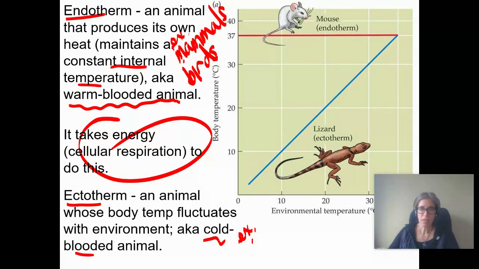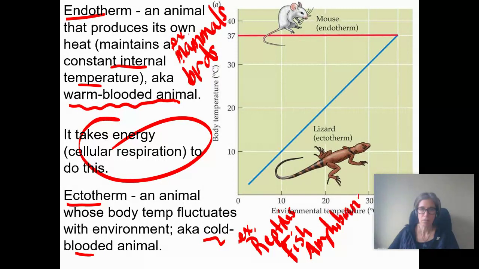Examples of cold-blooded animals would be reptiles, fish, amphibians, bugs. That's not really a term, but insects.